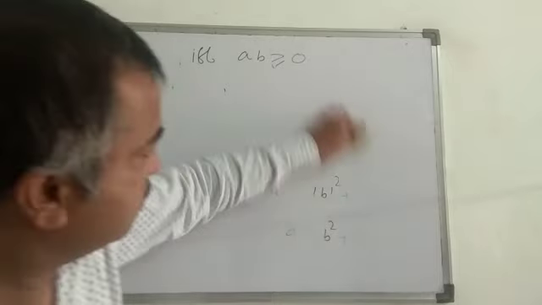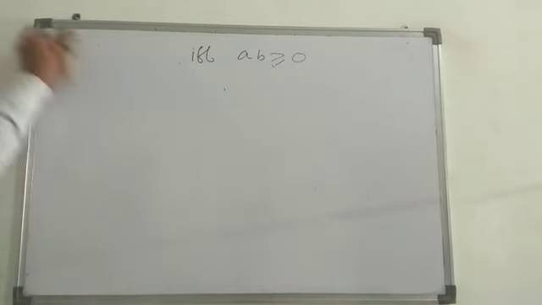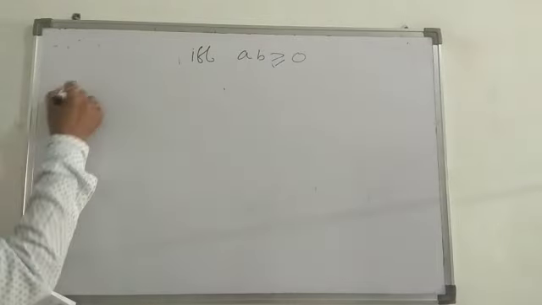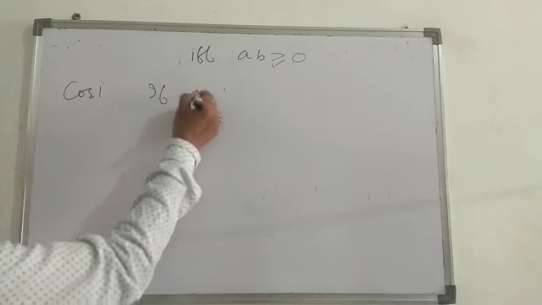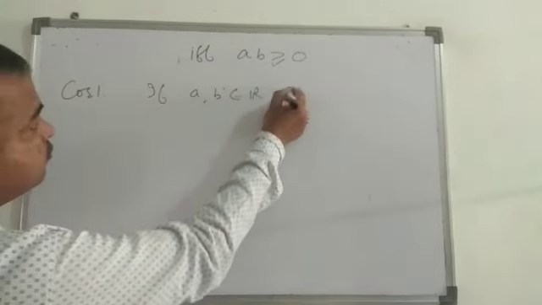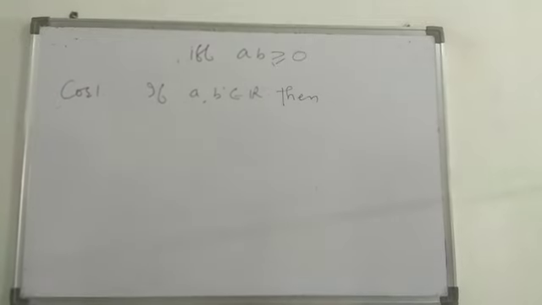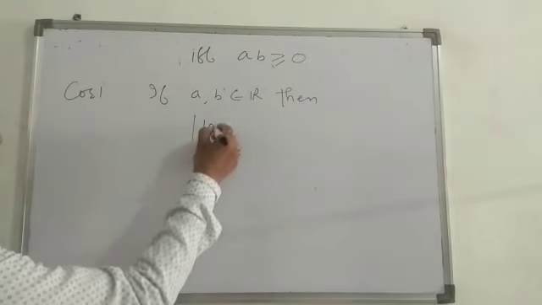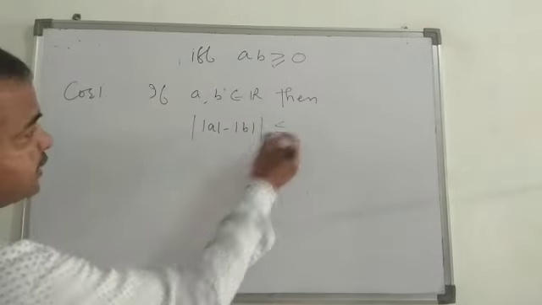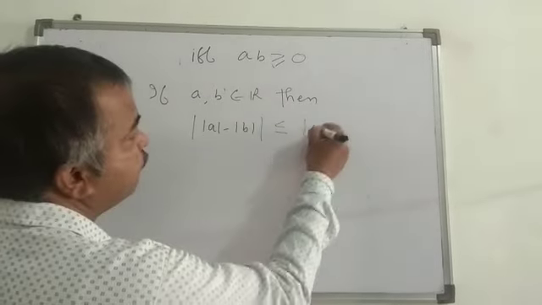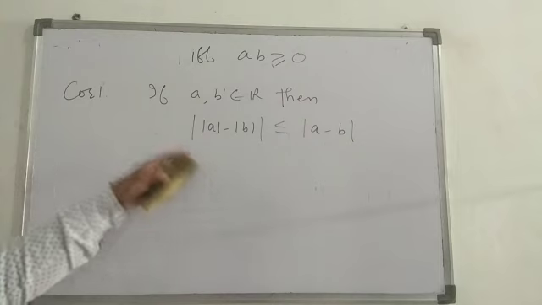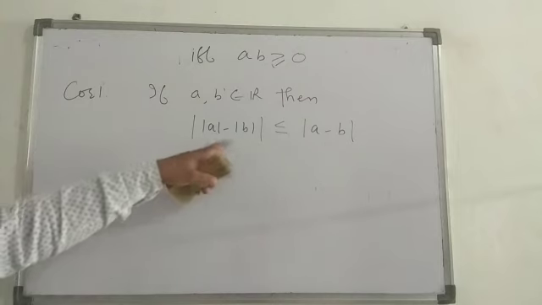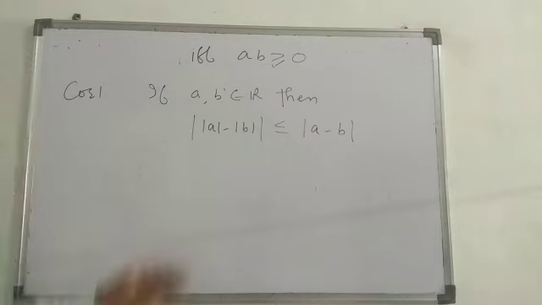Next, corollary. If a and b are real numbers, then ||a| - |b|| is less than or equal to |a - b|. That is, the absolute value of the difference of the absolute values of a and b is always less than or equal to the absolute value of the difference of a and b.